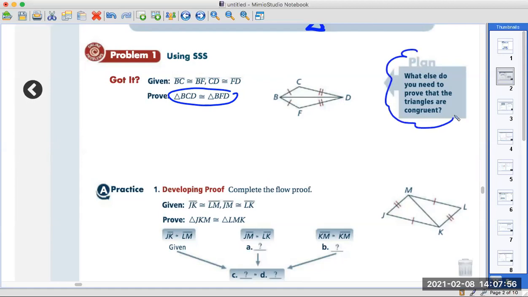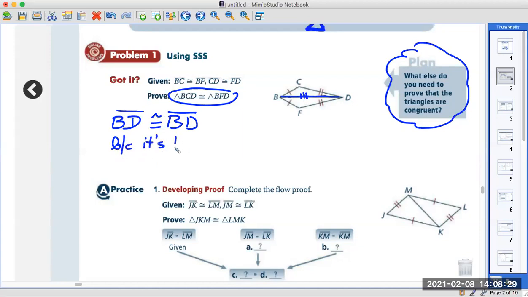Here's the deal. What else do you need to show to prove that they're congruent? Well, we only got two sides. We need a third side. Well, look at the two triangles. They share a side. The side they share is never marked. You got to mark it yourself. So you need to write that. BD is congruent to BD, to itself, makes sense, right? Because it's the same side for both triangles.